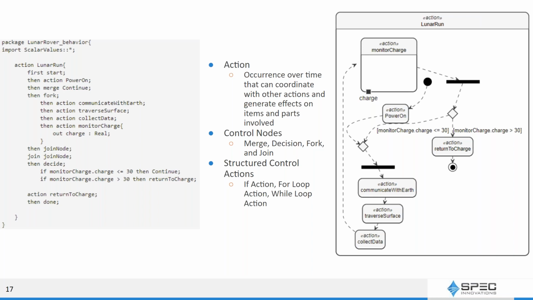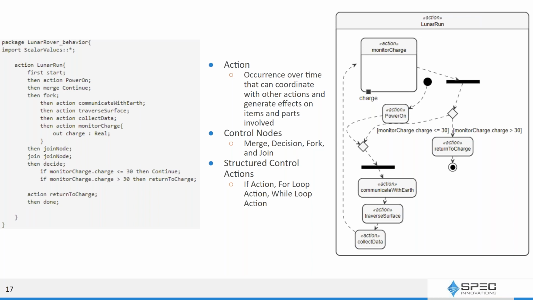The same control nodes from V1 are present in V2. So there are merge nodes, decision nodes, fork nodes, and join nodes. Additional structured control actions have been added, and that includes an if action, a for loop action, and a while loop action. Those are going to be a pretty different aspect to the action diagrams that didn't exist in V1. This example I created was basic and tried to show some of what the action diagrams will look like as textual notation.